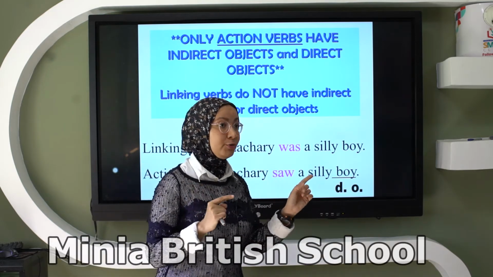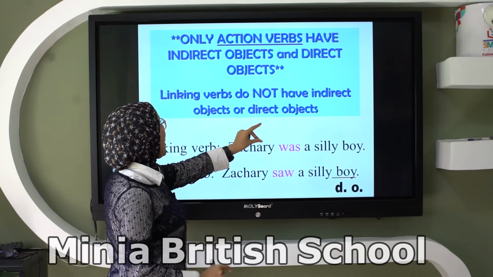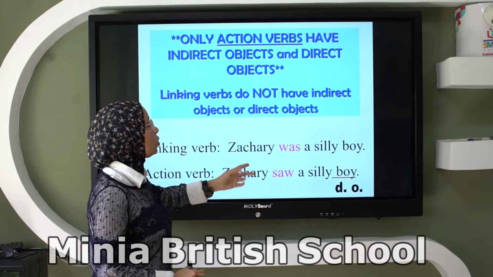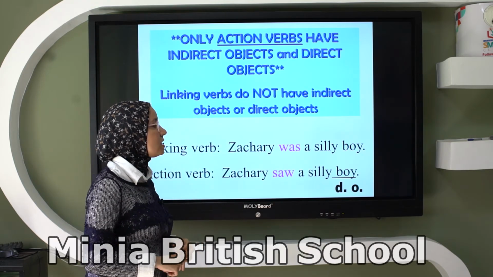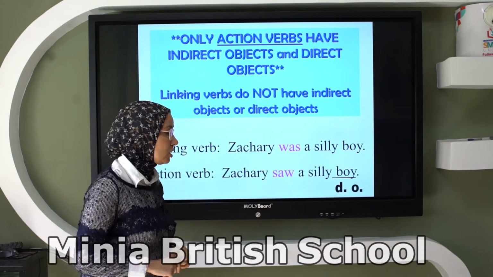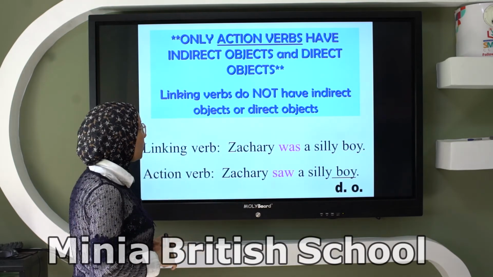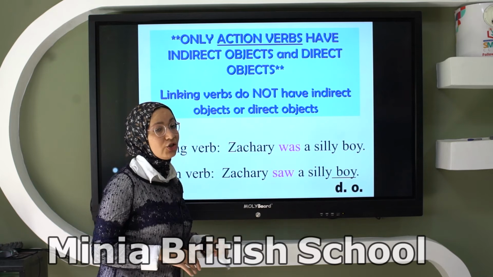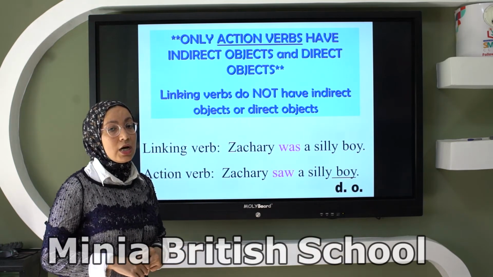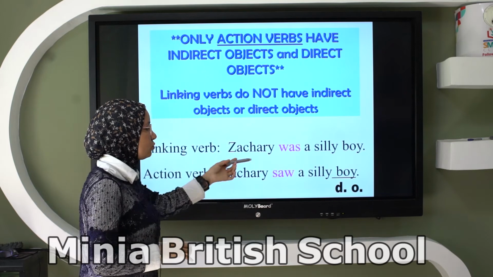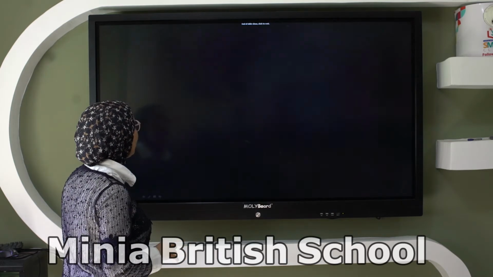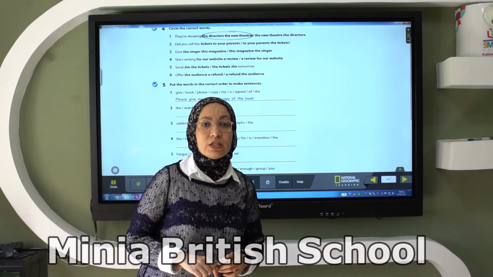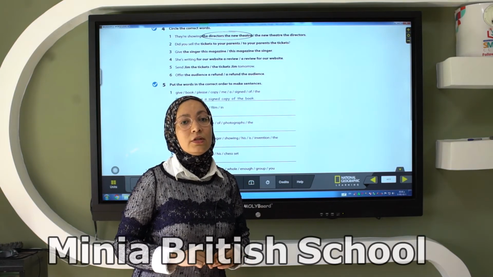So if we change the verb here from a linking verb to an action verb, the sentence has a direct object, like Zachary saw a silly boy. Here, the first is not an action verb, and when we change it to an action verb, this time we have a direct object in the sentence, which is a boy or a silly boy. Now let's move to two small exercises to make sure that you have understood the lesson very well.